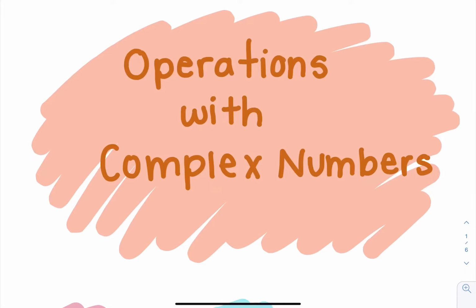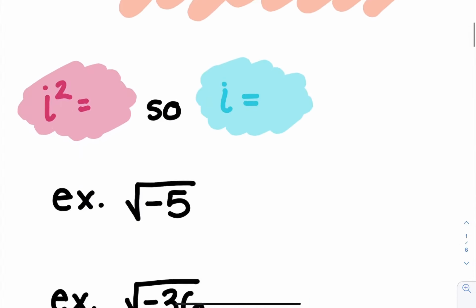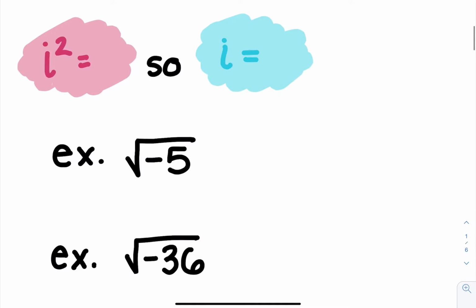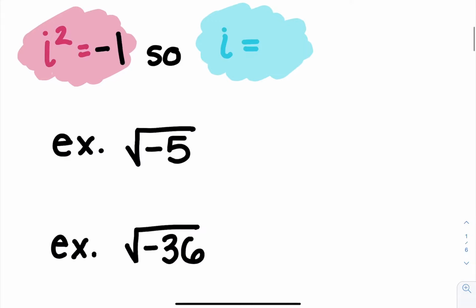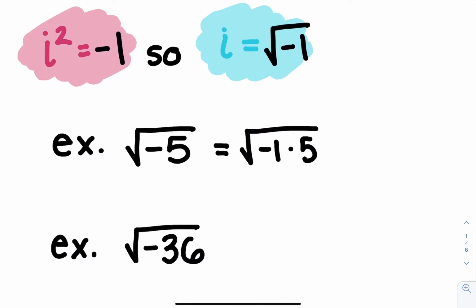Here's a quick overview of operations with complex numbers. The first thing that we need to know is that i squared is defined as being equal to -1. So that means that i is the square root of -1. So for example, if we have the square root of -5, that's really the square root of -1 times 5, which means that square root of -1 I can rewrite as i, and then the square root of 5.